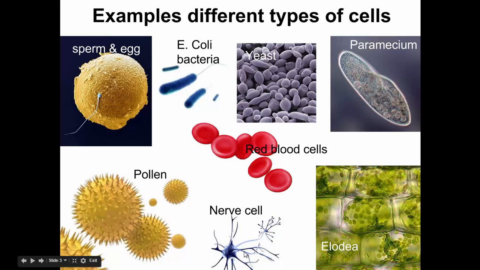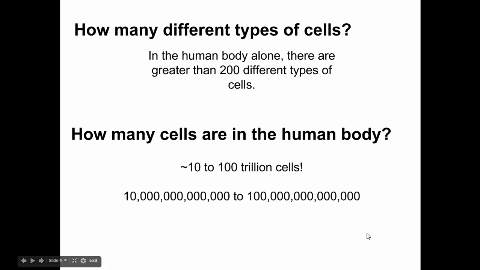Here's a nerve cell, and nerves are one of the longest cells. We can find those obviously in the human body. And then here's Elodea. We looked at those under the microscope as well, and each one of these little rectangles is an Elodea cell, excuse me.